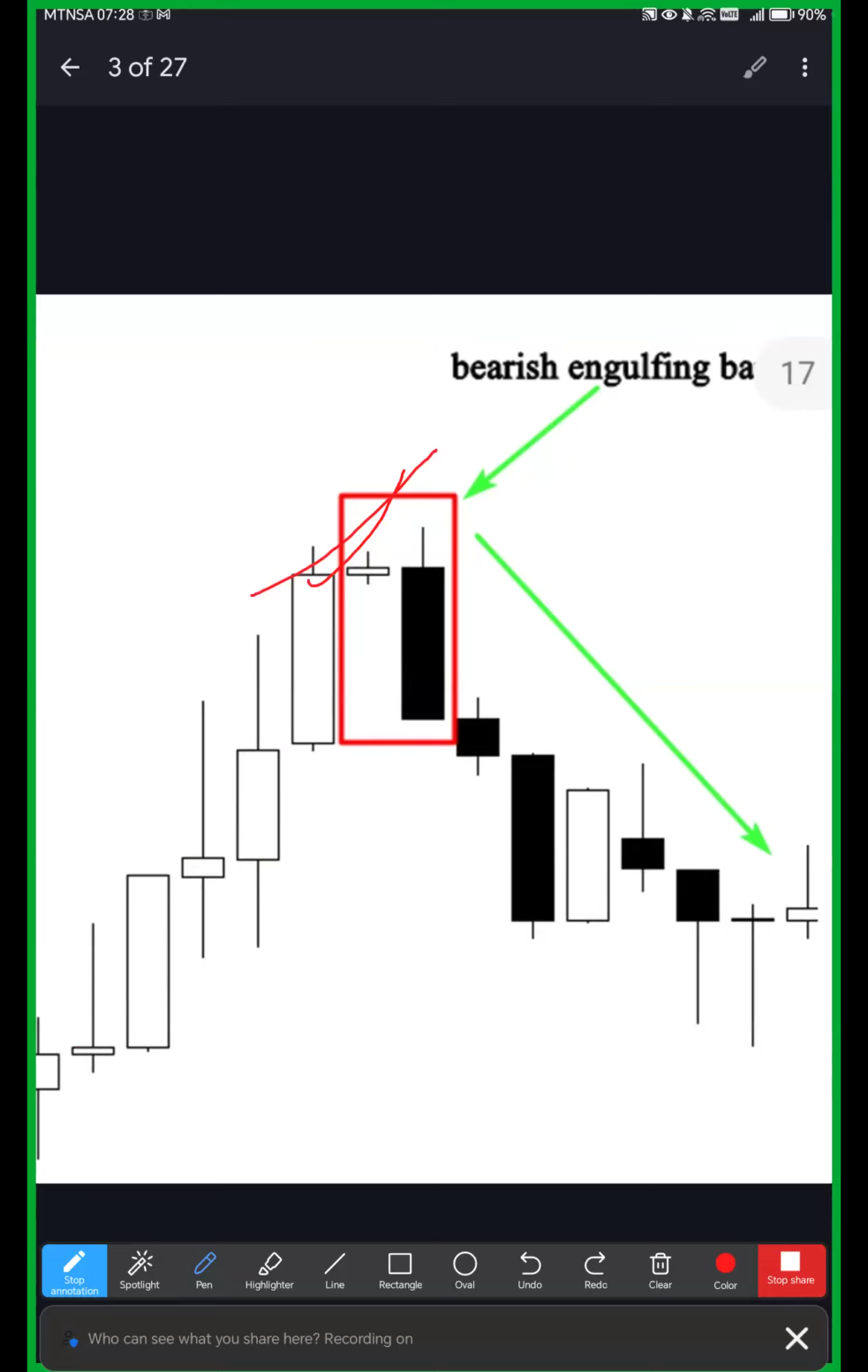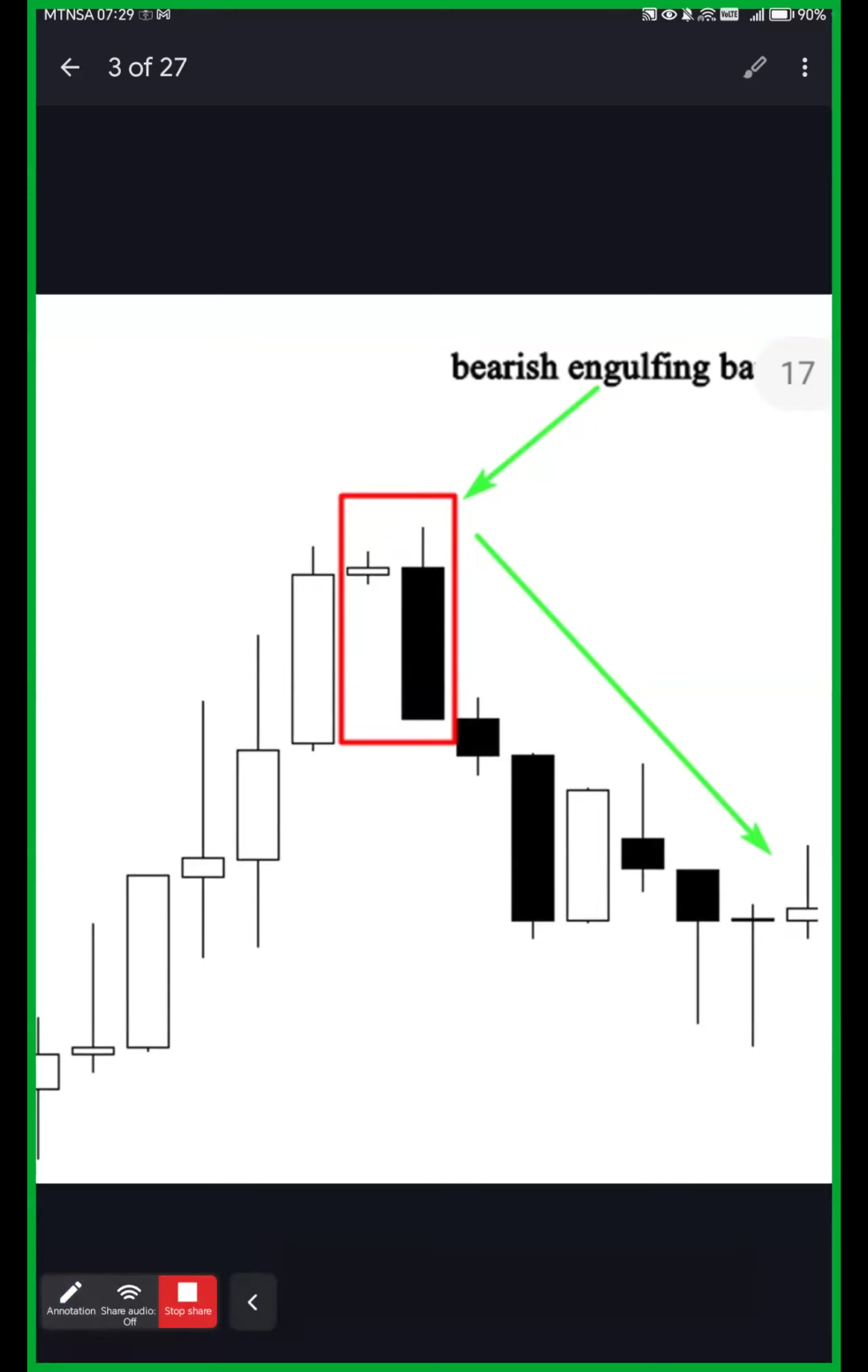So understand candlestick formation, understand chart patterns. It is going to help you find areas of entry and areas of exit. If you are a futures trader and you see this happening, then it is time for you to short the market. This is an opportunity for you to short the market.